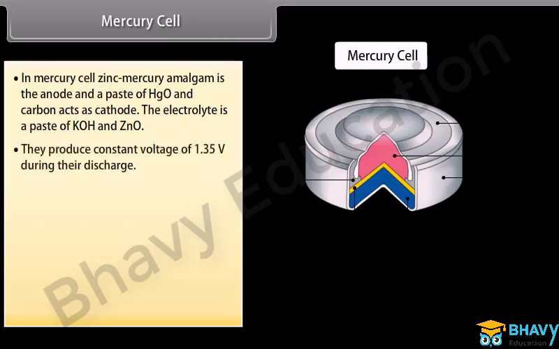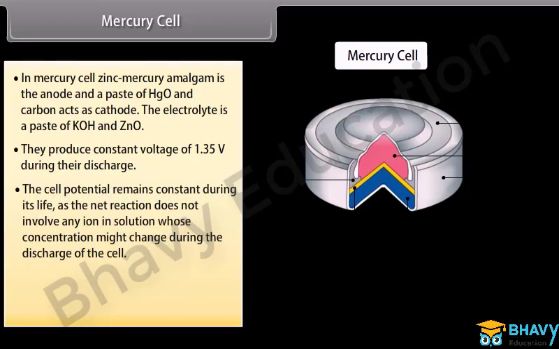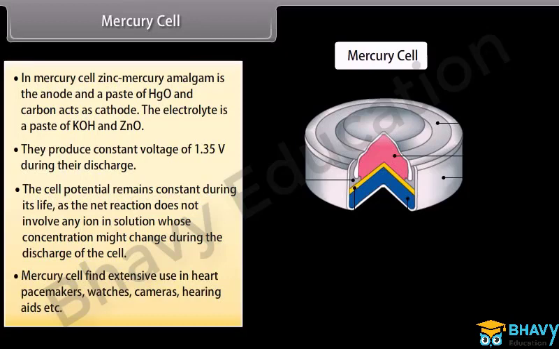They produce a constant voltage of 1.35 volt during discharge. The cell potential remains constant during its life, as the net reaction does not involve any ion in solution whose concentration might change during the discharge of the cell. Mercury cell finds extensive use in heart pacemakers, watches, cameras, hearing aids, etc.